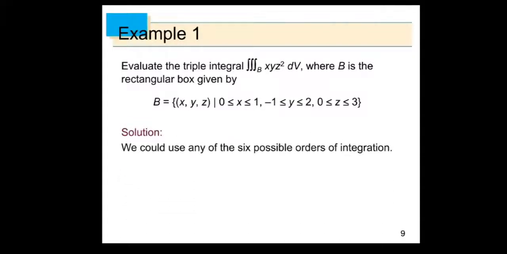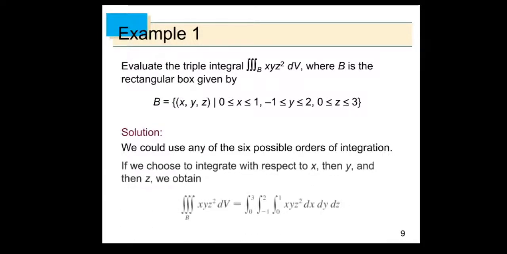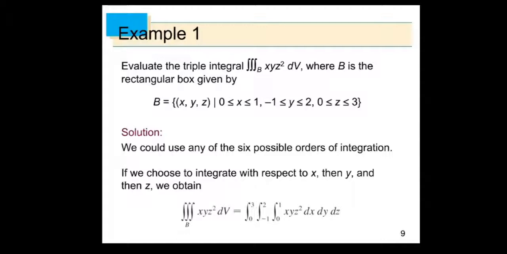All right, guys, coming to the solution, we could use any of these 6 possible orders of integration. If we choose to integrate with respect to x, then y, and then z, we will obtain something like this, right? Because we have all constants over here, we don't have any variable in the limits. So we have the triple integral over B of xyz² dV is equal to the integral from 0 to 3, the integral from -1 to 2, the integral from 0 to 1, of xyz² dx dy dz.